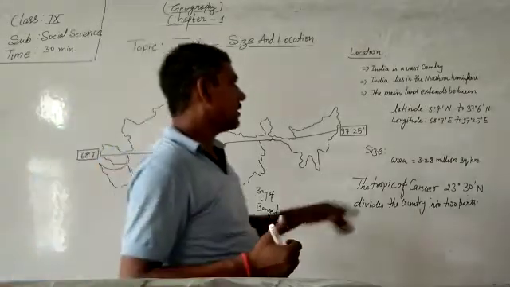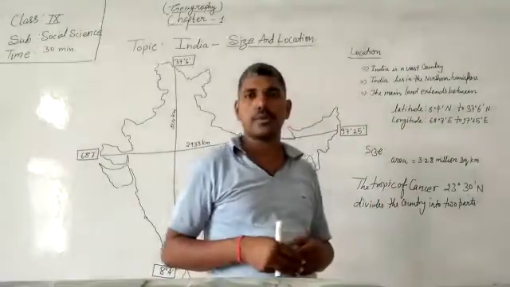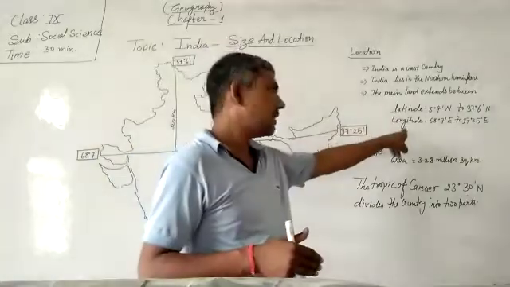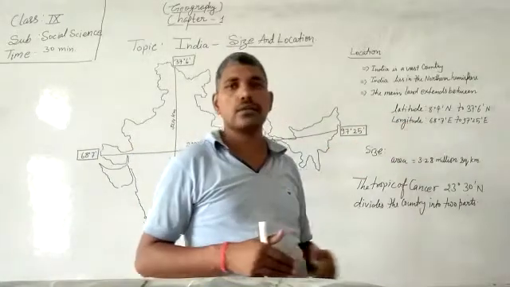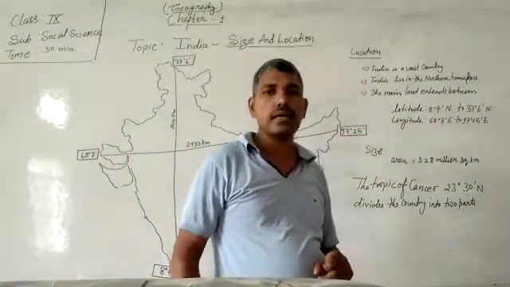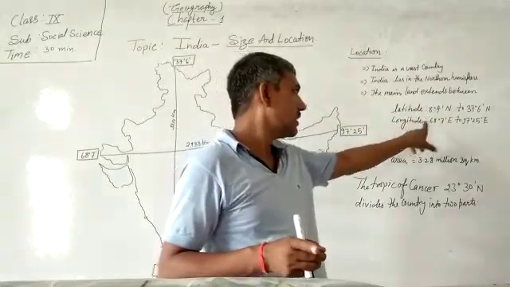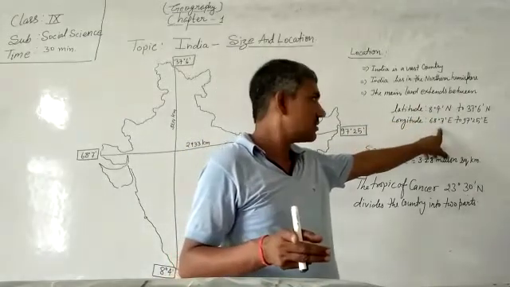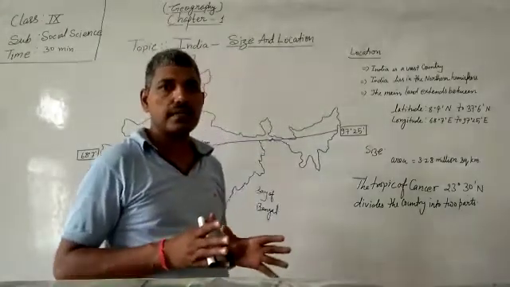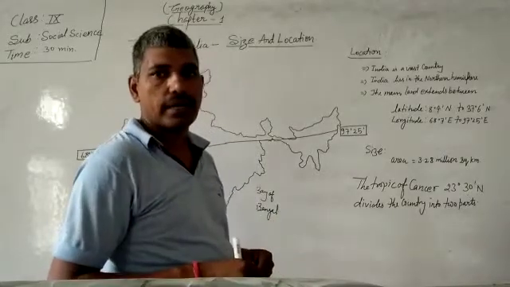I have written the same data here to show you how to represent the location of our country India in latitudes and longitudes, which again I would like to remind you: the latitudes 8 degree 4 minute northern to 37 degree 6 minute northern, and longitudes 68 degree 7 minute eastern to 97 degree 25 minute eastern. These are the location and extensions of the mainland of our country India.